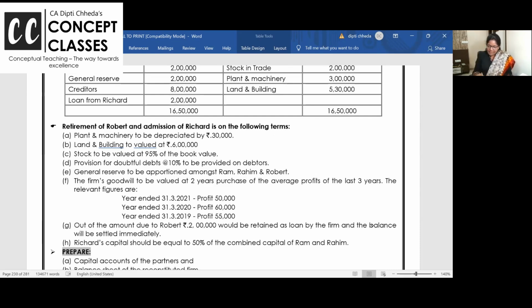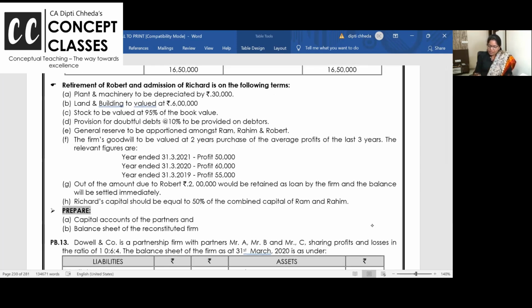Plant and machinery, land and building, stock, provision and all. See, they have given reserves, give it to old partners. Even if they had not given it, you have to give. Goodwill is 2 years' purchase of average profit of 3 years, and there's no mistake in these profits. Out of the amount due to Robot, part would be retained as a loan by firm and balance will be settled. Some part you are retaining as loan and some you are paying.